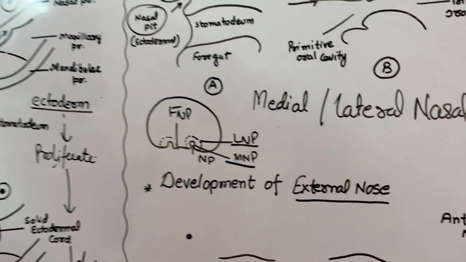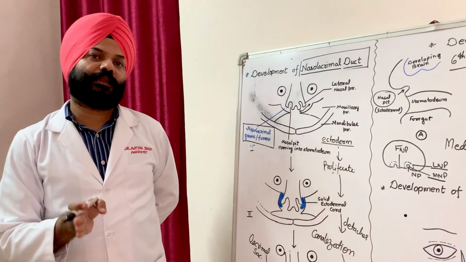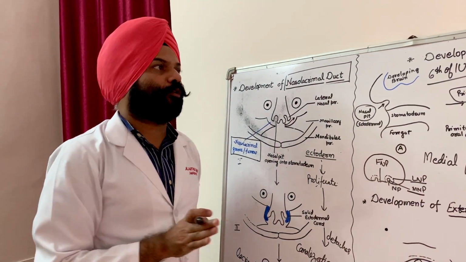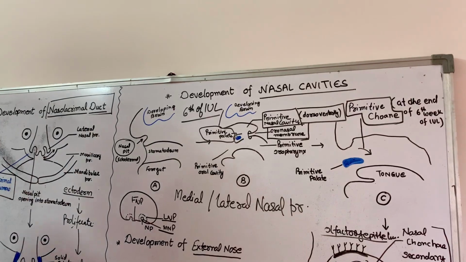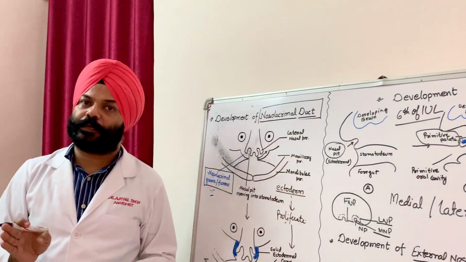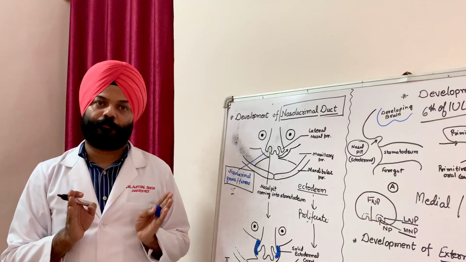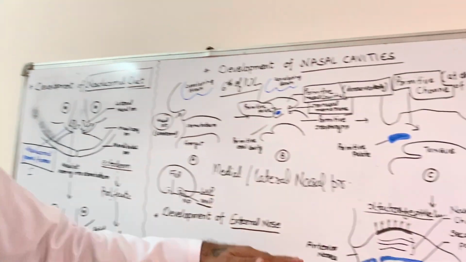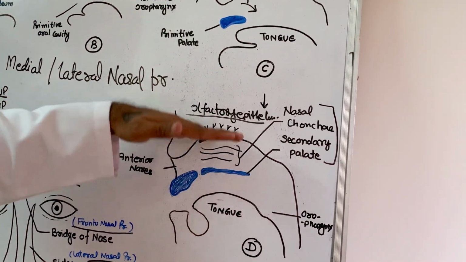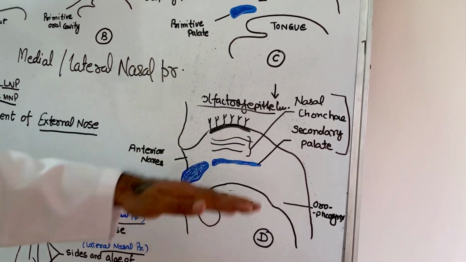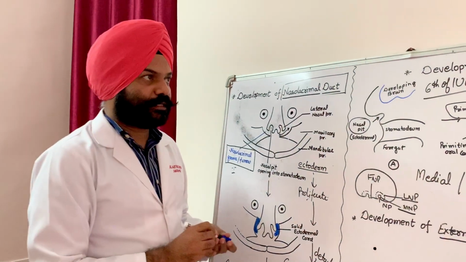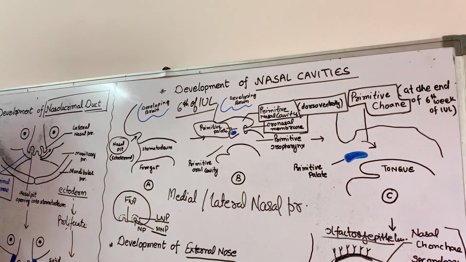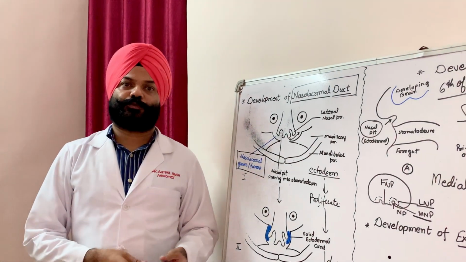So in a nutshell, the frontonasal process along with the lateral as well as the medial nasal processes contribute to the formation of the nasal cavities, but its actual development is completed by the development of the palate, which ultimately brings the boundary separating the two cavities, the nasal as well as the oral cavity. Hope you have understood the development of the nasolacrimal duct as well as the nasal cavity. The development of the palate I will take up in my next video.